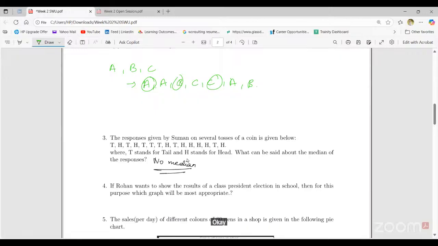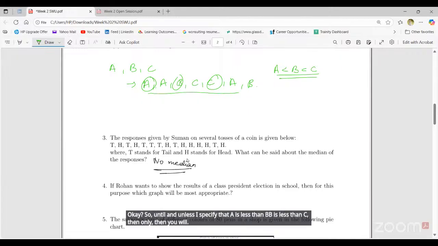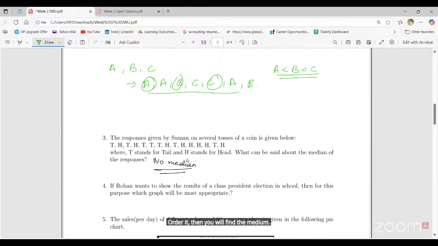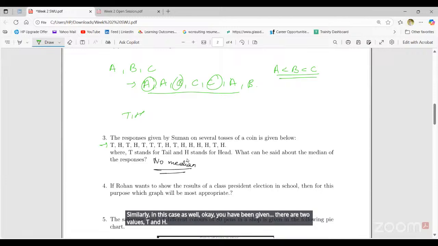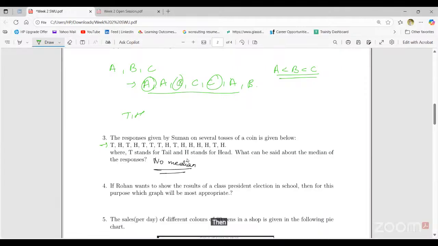Okay. So until and unless I specify that A is less than B, B is less than C, only then you will order it, then you will find the median. Got the point? Similarly, in this case as well, you have been given two values, T and H. These are my responses. Now you need to calculate the median. I have not specified if my T is greater than H or T is less than H. Then I can't order it. If I can't order it, then I can't calculate the median. Is the question clear?